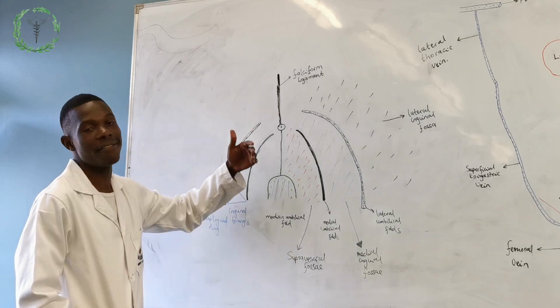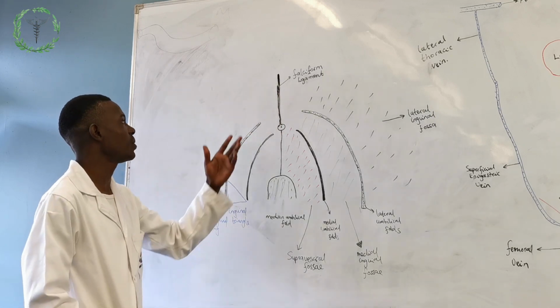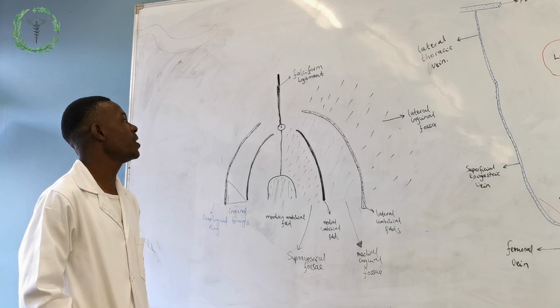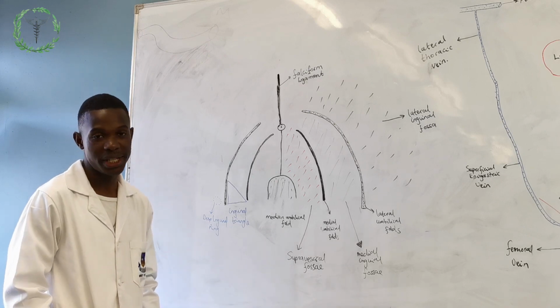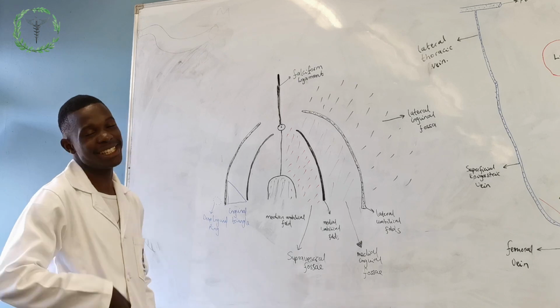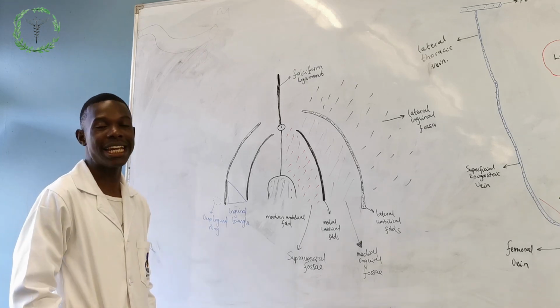So there are folds that are found in the supra-umbilical region. Let me start with the falciform ligament. Embryologically, the falciform ligament comes from the ventral mesentery, and then it is split by the development of the liver.